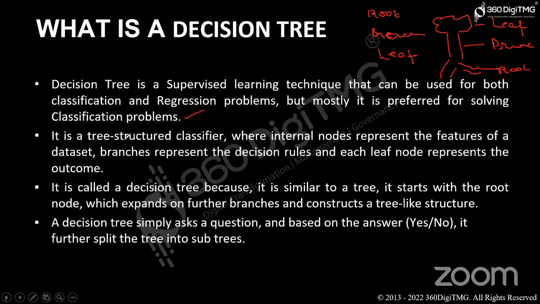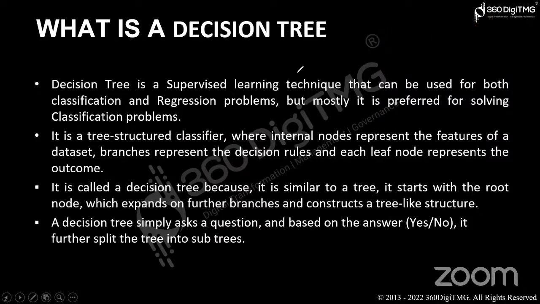Decision tree is a tree structured classifier where internal nodes represent, but even before we discuss all these things, let me quickly discuss more about this. The goal of the decision tree is to create a training model that can be used to predict the class or the value of a target variable by learning simple decision rules inferred from your prior data, or your training data.